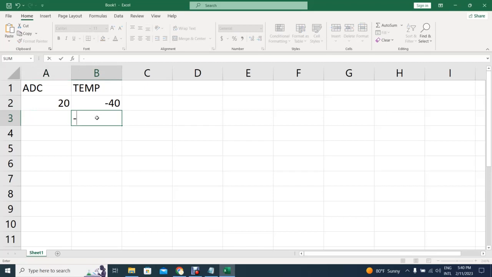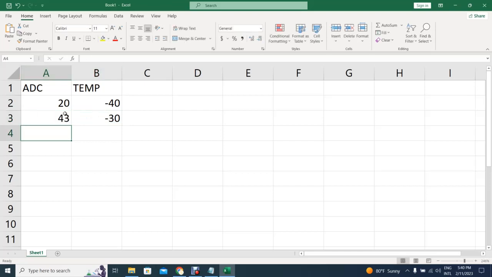We put here minus 30, and we put the corresponding value on the ADC. That's 43. Notice that I'm plotting this way because the ADC is on the X axis and the temperature will be on the Y axis. All right, so be careful with that.